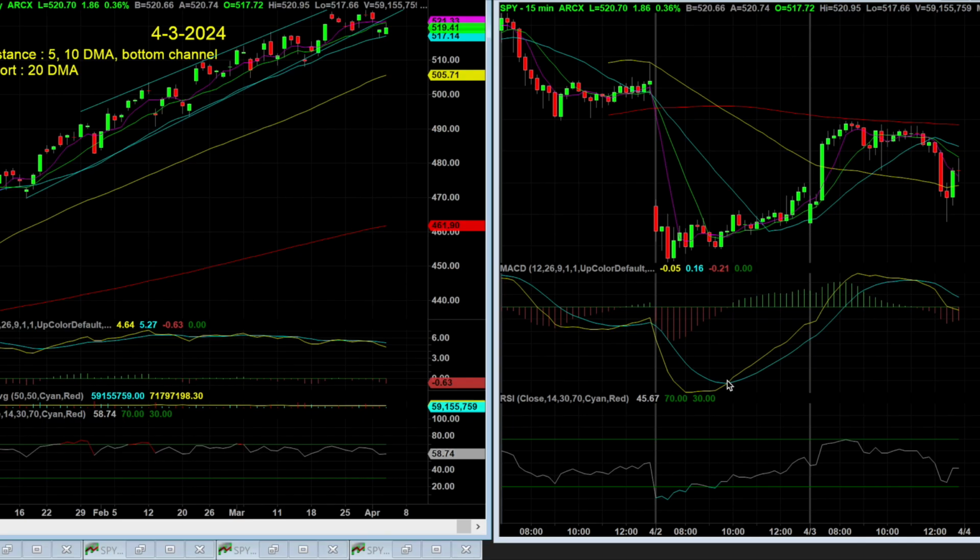Today is April 3rd, 2024. We are looking at the SPY daily chart on the left hand side. As you can see, today's candlestick bar closed positive.